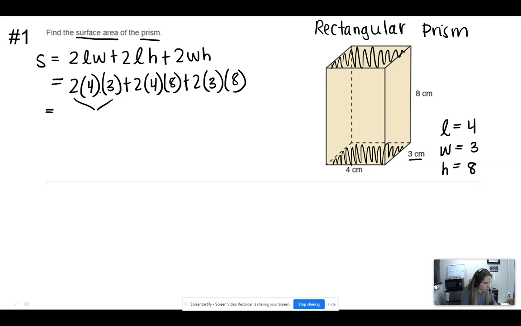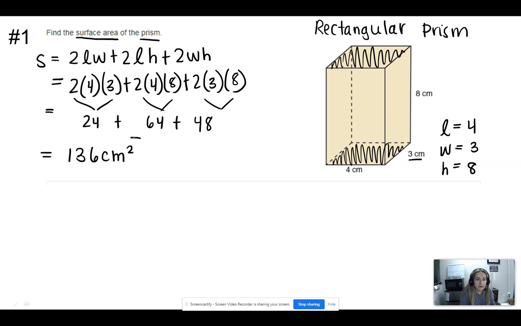So 2 times 4 times 3 is going to give me 24, plus 2 times 4 times 8 is going to give me 64, plus 2 times 3 times 8 is going to give me 48. And then finally, my last step, just add all three of these numbers together, and I'm going to get 136, and then label units, centimeters, and surface area is always squared. So your answer should be 136 centimeters squared. Okay, make sure you have this down, and then we're going to move on.